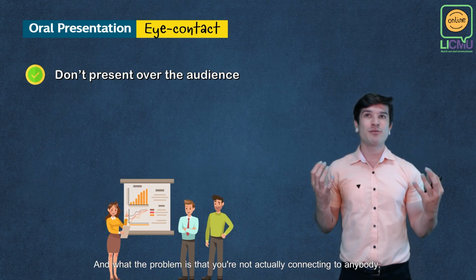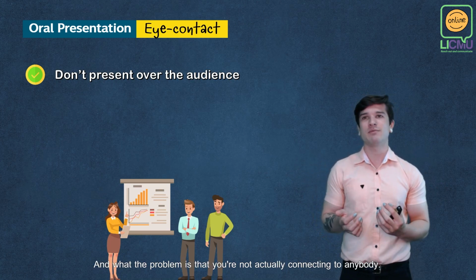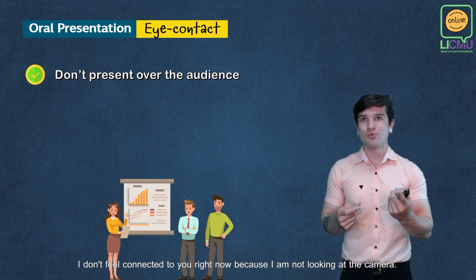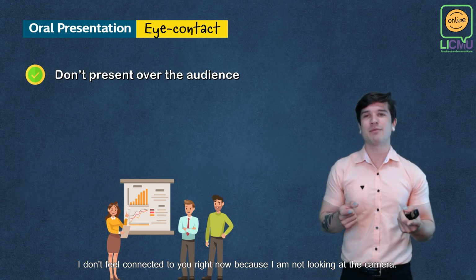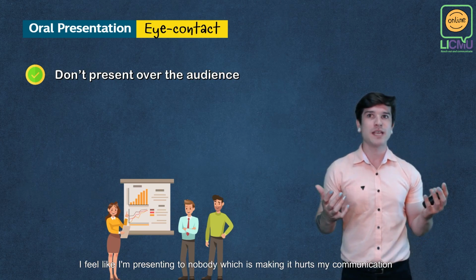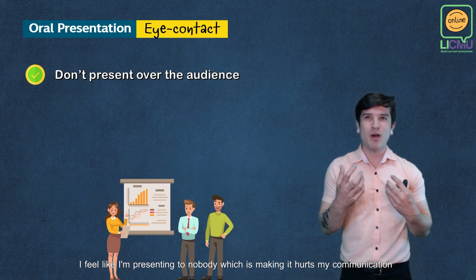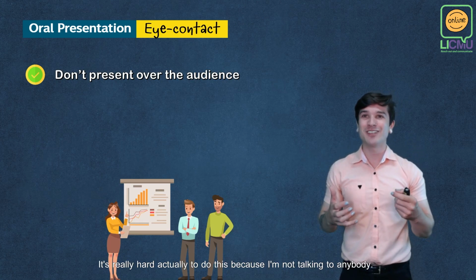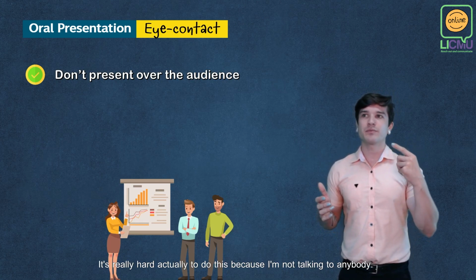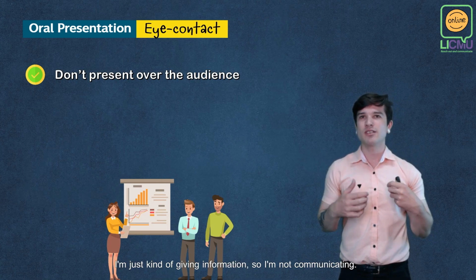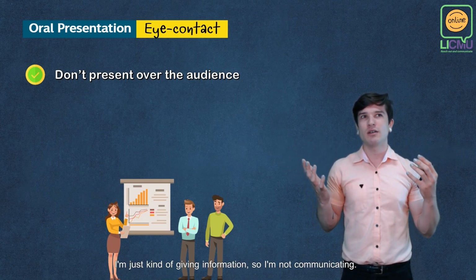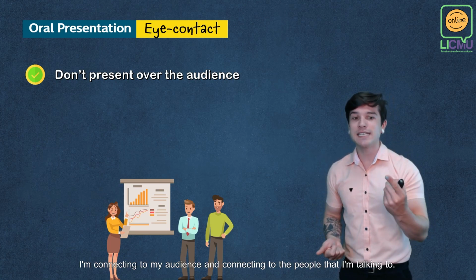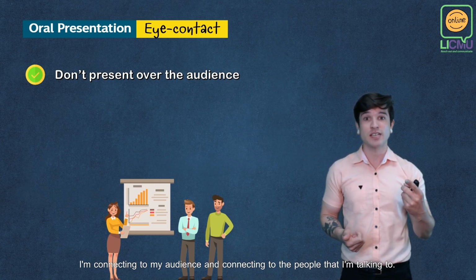And the problem is that you're not actually connecting to anybody. I don't feel connected to you right now because I am not looking at the camera. I feel like I'm presenting to nobody, which hurts my communication because I really want to look at the camera right now. It's really hard actually to do this because I'm not talking to anybody. I'm just kind of giving information. So I'm not communicating. I use eye contact so that I communicate with you. I'm connecting to my audience. I'm connecting to the people that I'm talking to.